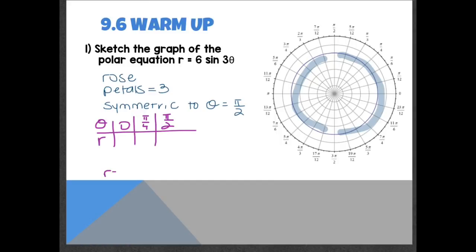So the first one is r equals 6 sine 3 times 0, 6 sine of 0. The sine at 0 is 0, so 6 times 0 is 0.